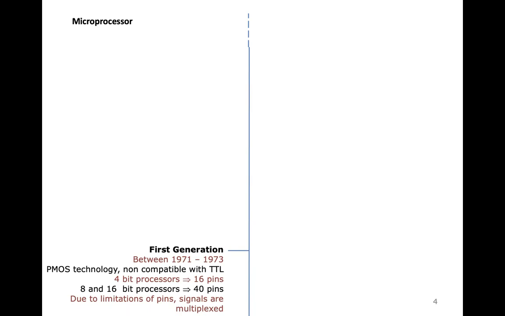4-bit means at a time 4 bits of data pass through the system, incoming and outgoing. The processor name is 4004, Intel. This is the first microprocessor, named 4004. This is the first generation microprocessor.